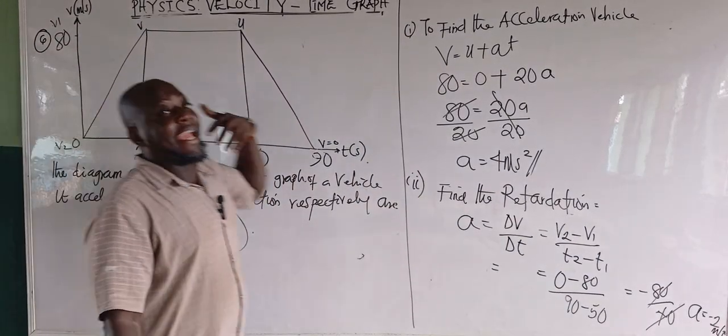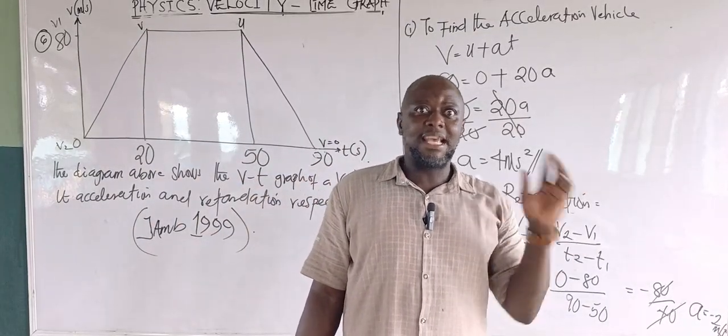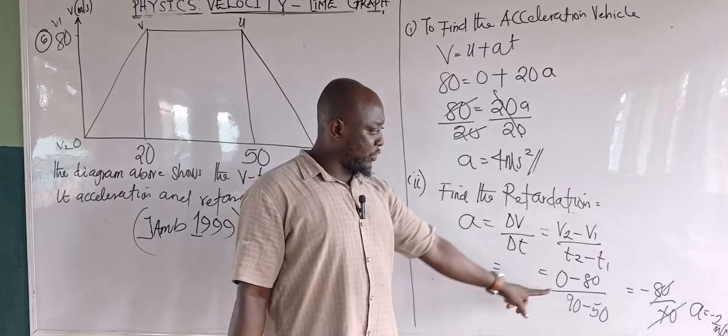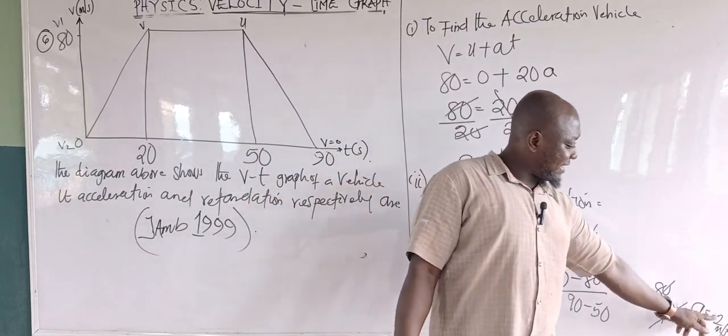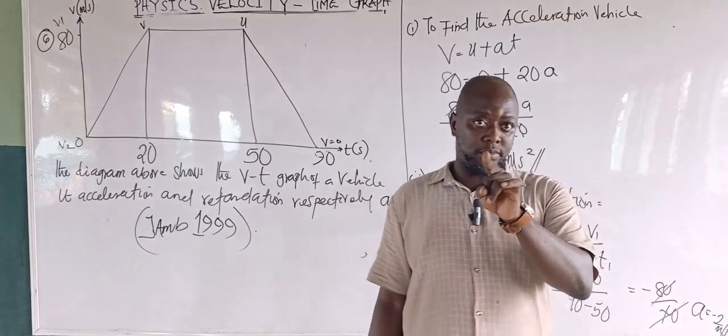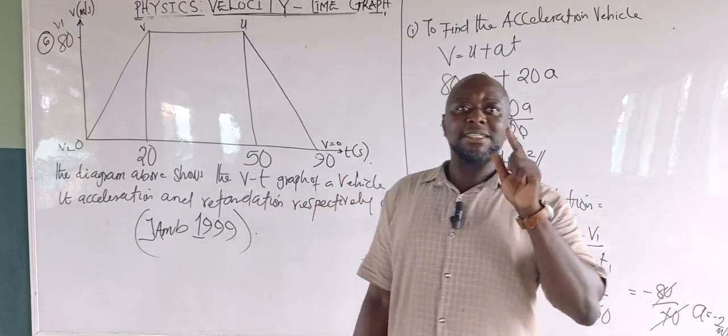That's what we have. Deceleration or retardation should give you a minus sign. Just note that. And even if they're not putting a minus sign in the option, just know that the final answer here becomes 2. You can remove the minus. It also becomes 2. This is how you do that.